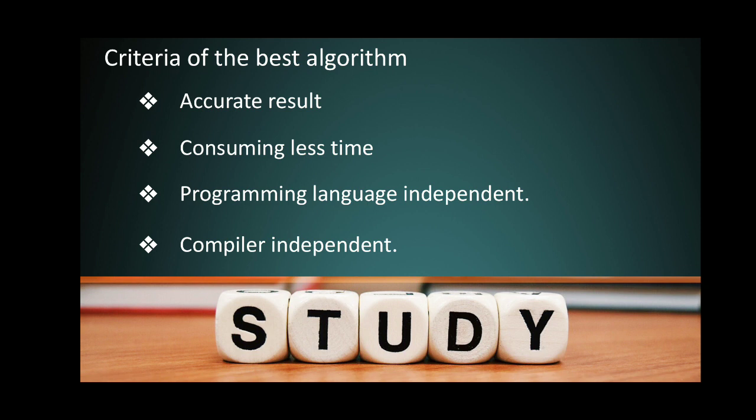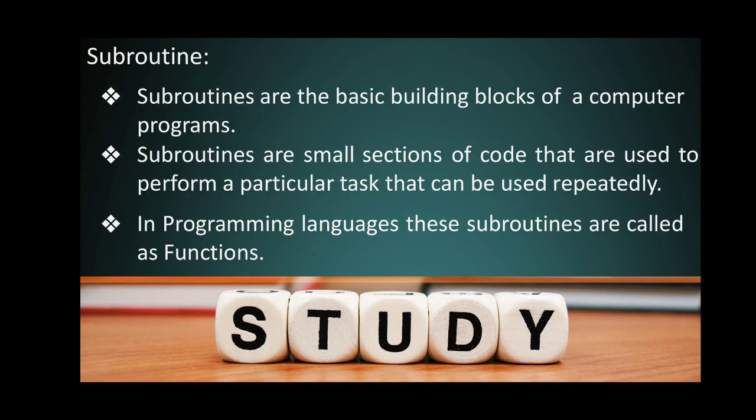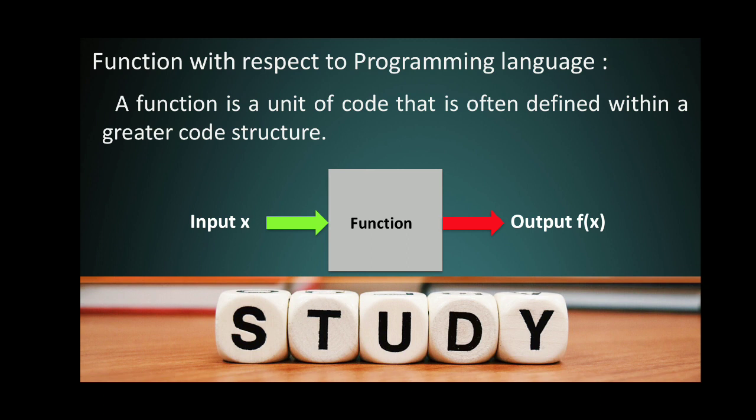In algorithm, some steps are repeated. The repeated steps are grouped into a single unit, called a subroutine. Subroutine is nothing but small sections of code that are used to perform a particular task that can be used repeatedly. In programming language, the subroutines are called functions. Again, a function is a unit of code that is often defined within a greater code structure. Like a program, function also takes input and produces a result.